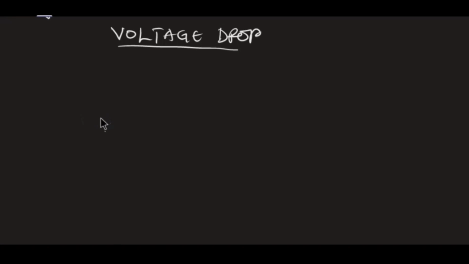In this video we are going to tackle voltage drop. What's a voltage drop? Whenever current is passing through a circuit, it flows through the elements in the circuit.